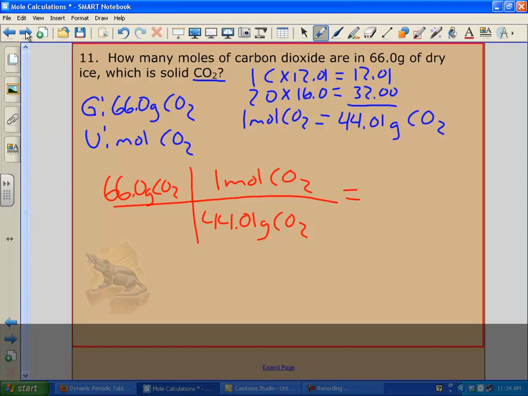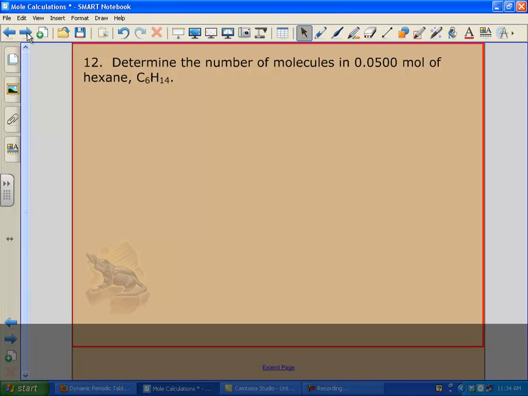Punch that in your calculator. Don't even really need a calculator for this one. You can kind of do it in your head. 3 sig figs, 1.50 moles of CO2. You probably got 1.5. But you need 3 sig figs. So if you need more and you're after the decimal anyway, just tack a 0 on the end, and that will give you that additional sig fig that you need.